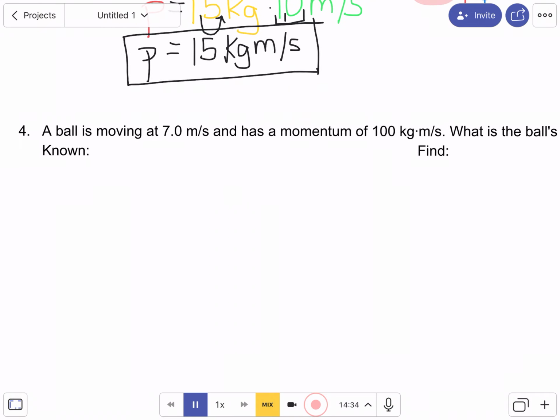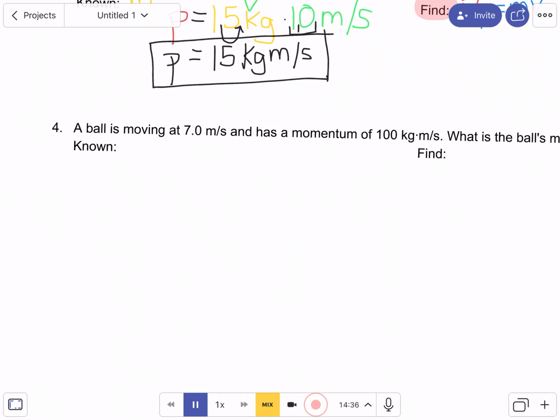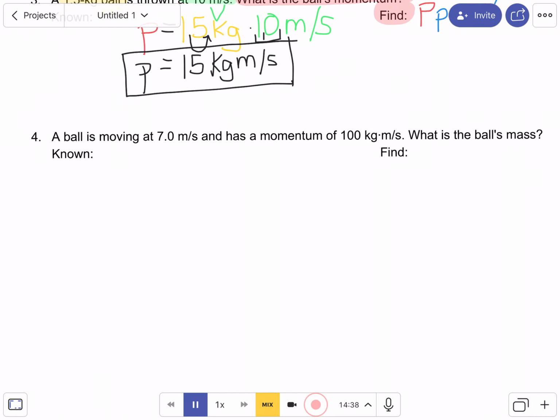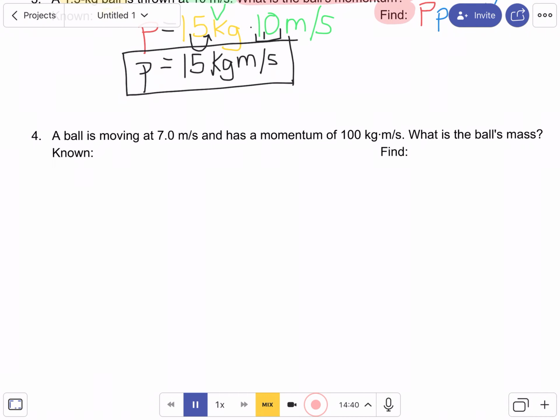Numbers 4 and 5 I am not going to do. So let me zoom out for a second so you can see this. Because this is very similar to numbers 1 and 2. So this time you're given the speed and momentum of an object and looking for the mass, which you're going to find in the same way that you would find the speed if you had the mass, because they're interchangeable in that equation.